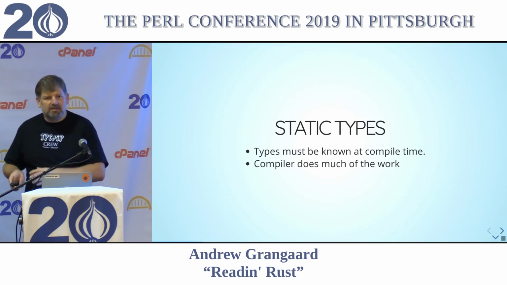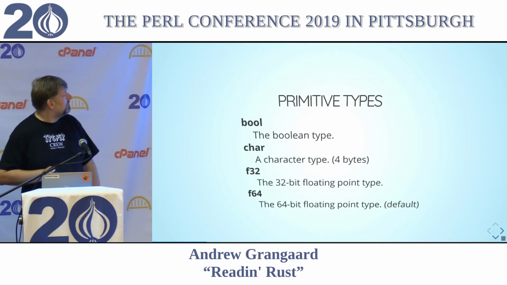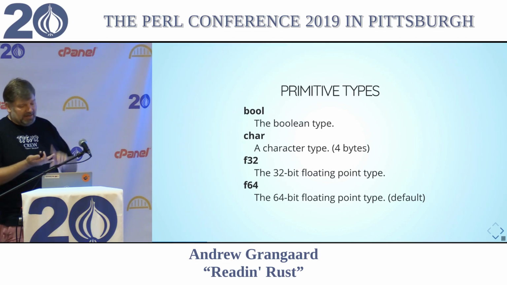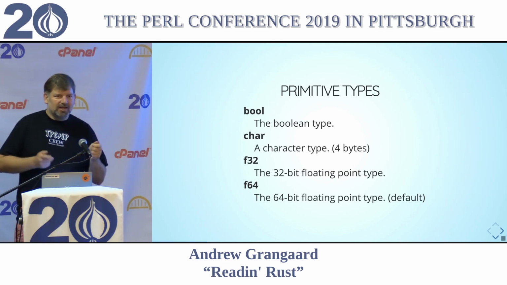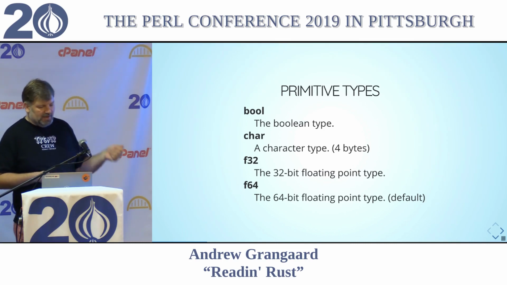You have to explicitly use a keyword to transition that. So yeah, what are the types? You get your basic primitive types: Boolean, character, float, and int. But you don't actually just get a float and an int. You get a 32-bit float and a 64-bit float. The Boolean is the Boolean type. The char is a character type.